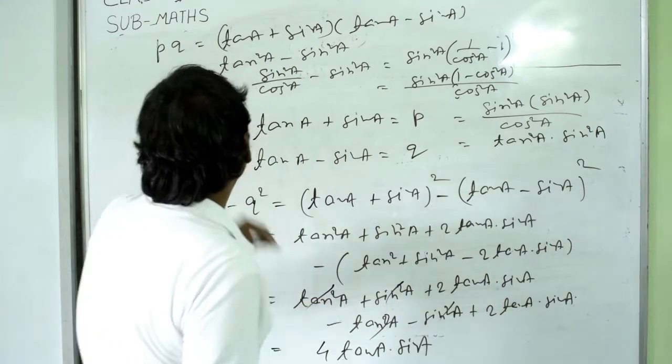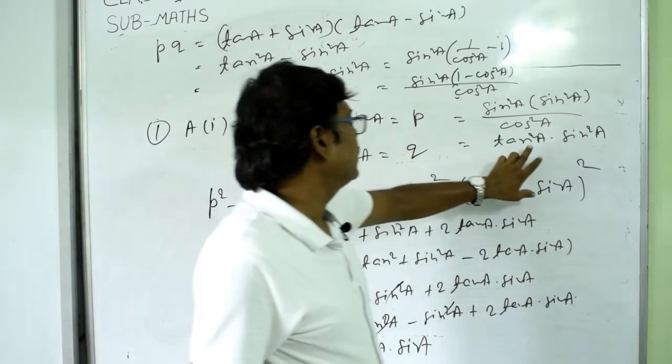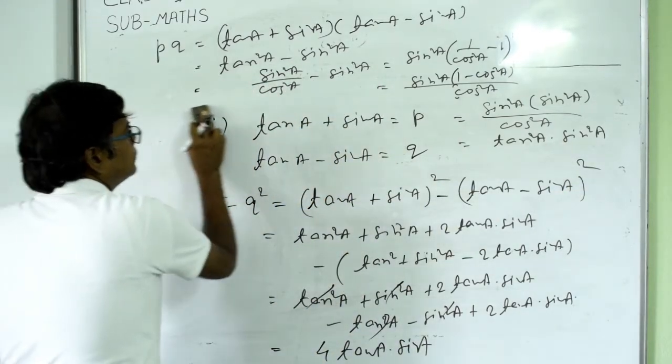So here, if you take PQ, then from this PQ we have got tan square A into sin square A. Okay, so I will just erase this.